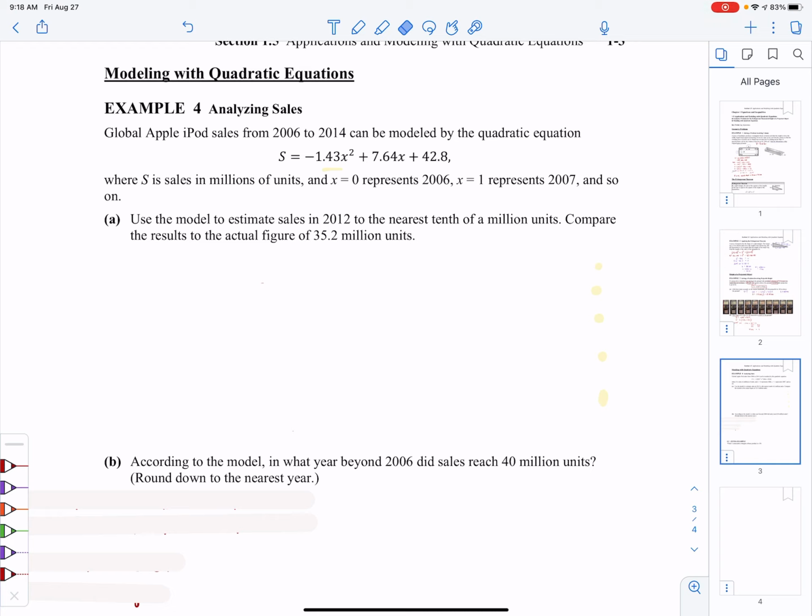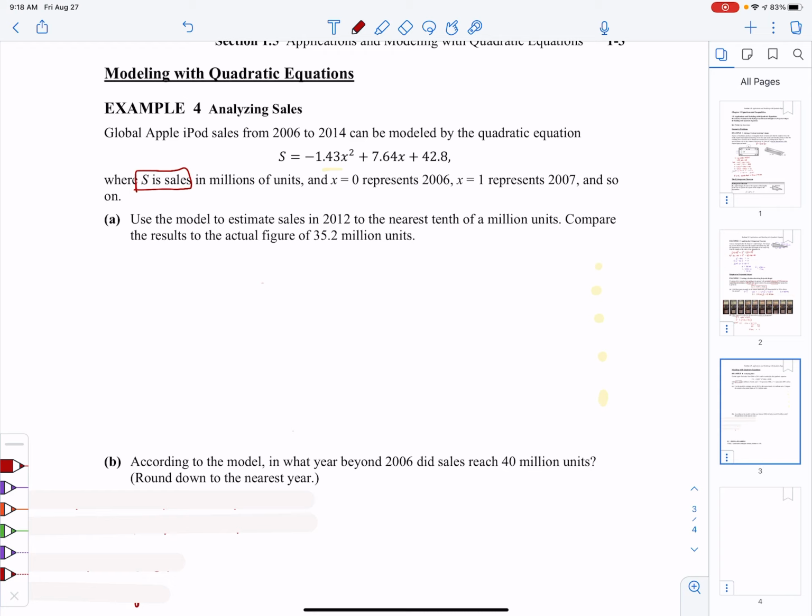S is sales. So this is an important piece of information. My S is in sales, and it's calculated in millions of units. So whatever S is, that's how many millions of units were sold. X equals 0 represents 2006, X equals 1 represents 2007, and so on. So we're going to go all the way up to 2014.